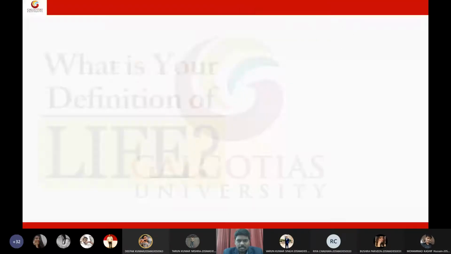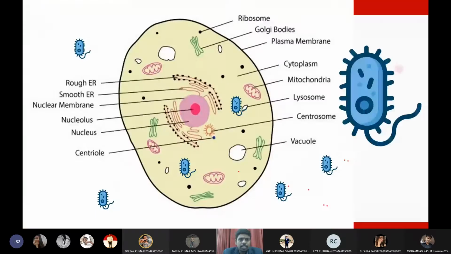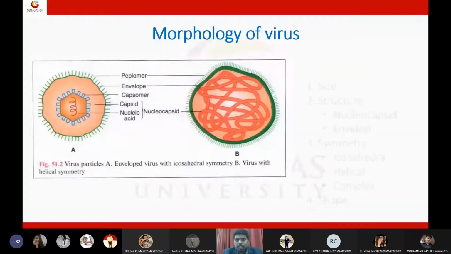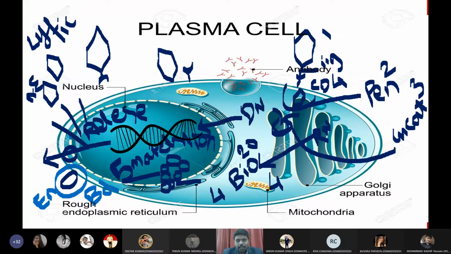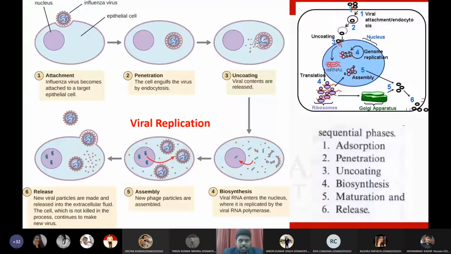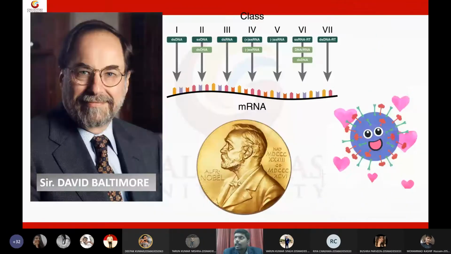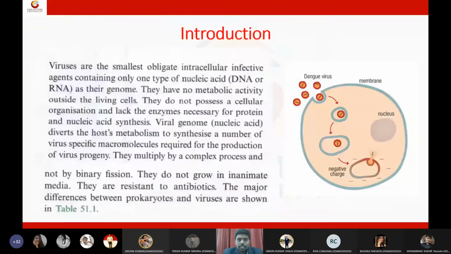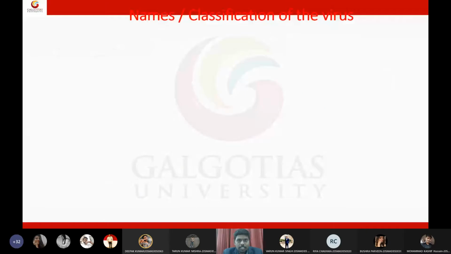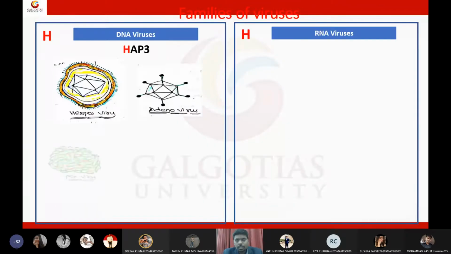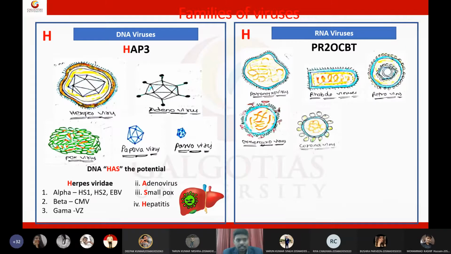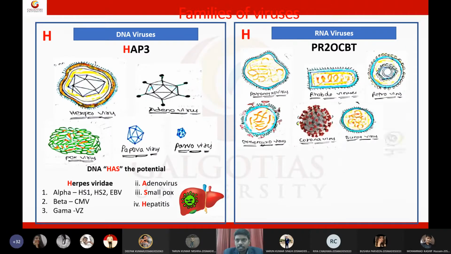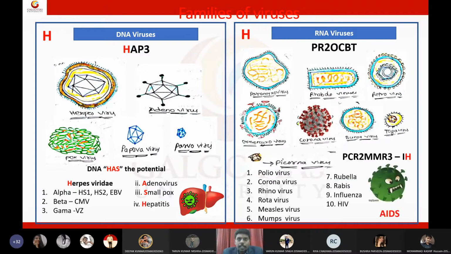So far we discussed the definition of life, definition of a virus and size of the virus. Then we discussed how to detect the virus, its replication, its taxonomical or genetic classification, and the fundamental properties of viruses. Then we discussed the families and classification. We know that we have DNA viruses, RNA viruses, herpes, and influenza viruses in RNA.